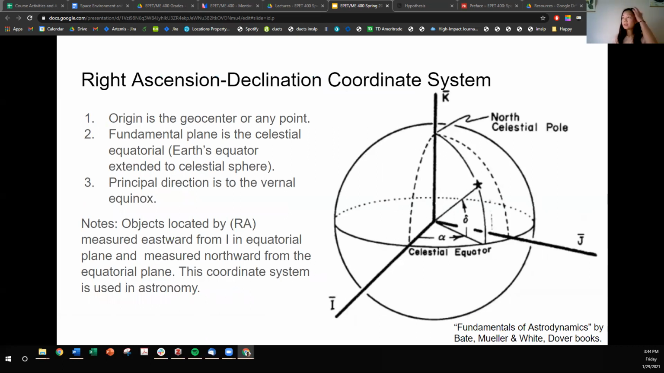The right ascension declination coordinate system should be familiar for our astronomers in the class. Right ascension and declination are just numbers like latitude and longitude, except applied to the stars. This coordinate system is used in astronomy for celestial observations.